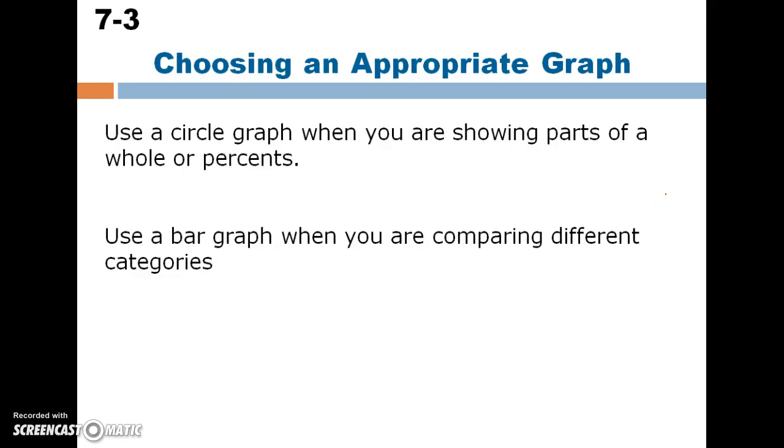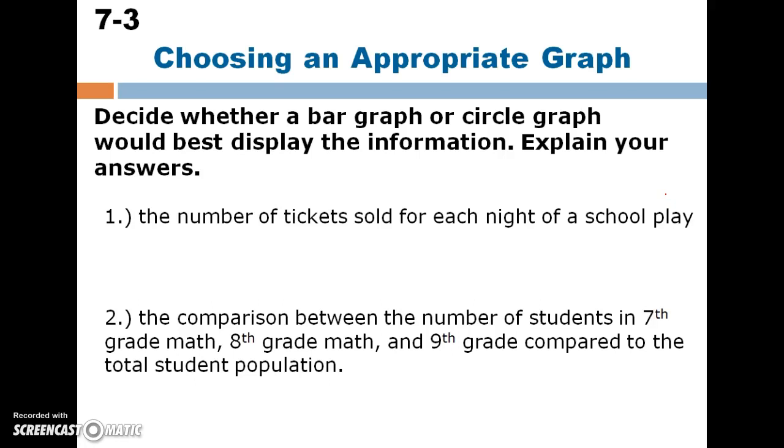All right, last part is choosing which type of graph you're going to use. Do you use a circle graph or do you use a bar graph? And there's kind of some indicators for you to choose. When you're working with circle graphs, a lot of time you're going to be showing parts compared to a whole, or you're showing percents. A bar graph is good to use when you're using different categories, like different days, or different animals, or different colors. So the first question, it's asking us to decide which we would use, a bar graph or a circle graph. Number 1 says the number of tickets sold for each night of the school play.